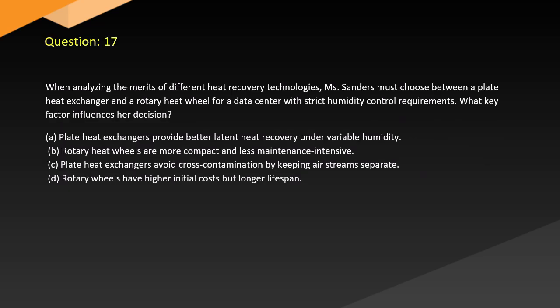Question 17. When analyzing the merits of different heat recovery technologies, Sanders must choose between a plate heat exchanger and a rotary heat wheel for a data center with strict humidity control requirements. What key factor influences her decision? A. Plate heat exchangers provide better latent heat recovery under variable humidity. B. Rotary heat wheels are more compact and less maintenance intensive. C. Plate heat exchangers avoid cross-contamination by keeping air streams separate. D. Rotary wheels have higher initial costs but longer lifespan.